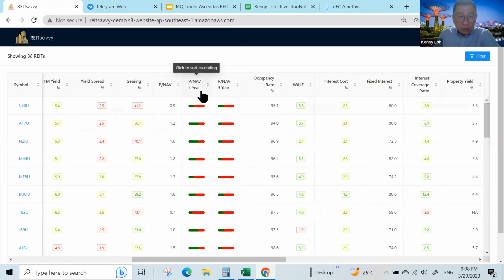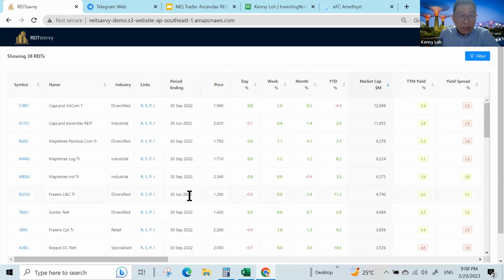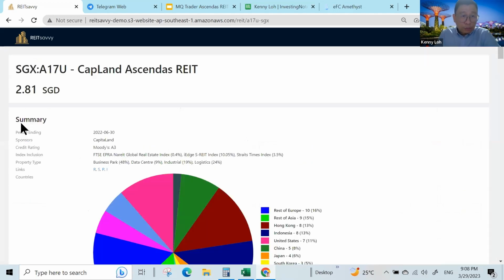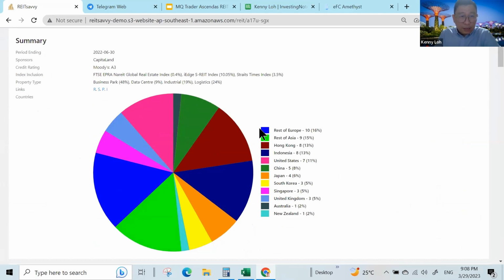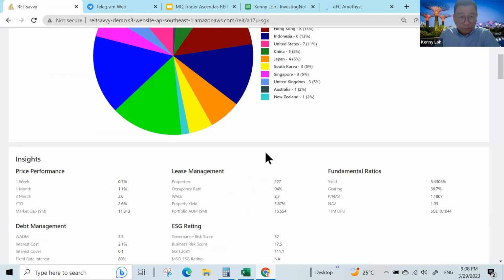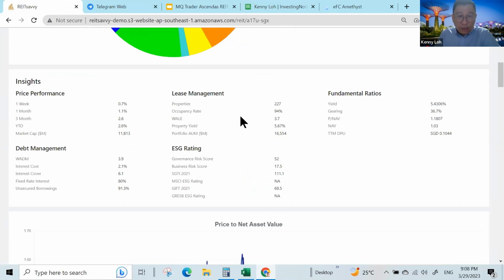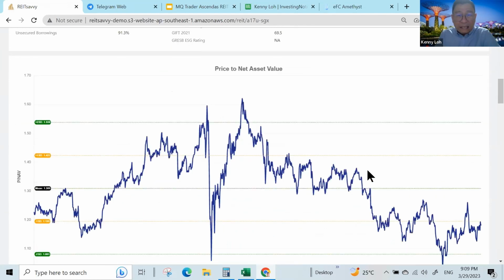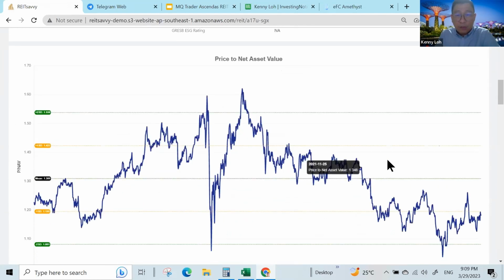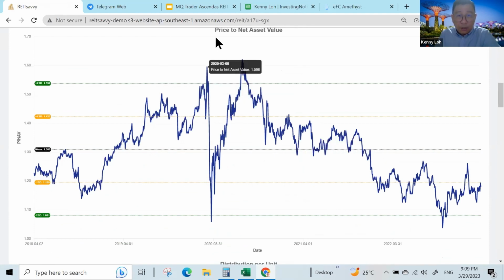And from here I can see what the price to book relative comparison would be. And I can also do a comparison in terms of occupancy rate. I can also do a comparison of all the REITs here based on the lease expiry, what interest cost they are paying, and so on and so forth. So I'm using this screener itself to really speed up all my analysis. And if I want to go to an individual REIT, right, immediately I can see how diversified it is in its sector, what the credit rating is for this Ascendas REIT, and also whether they are in any index, and the price performance, debt management, lease management, ESG rating, fundamental ratios, and so on and so forth. So at one glance, that will help me to really save a lot of time in doing an analysis. And you can look at the historical comparison.